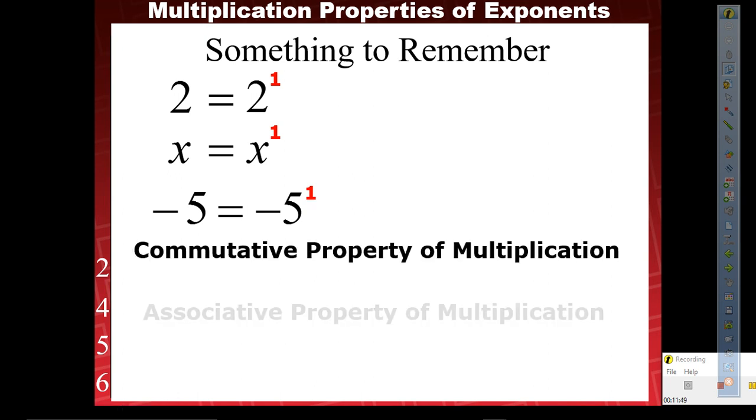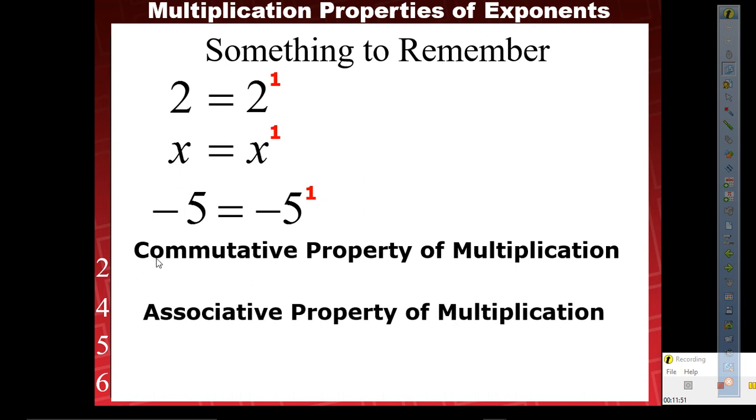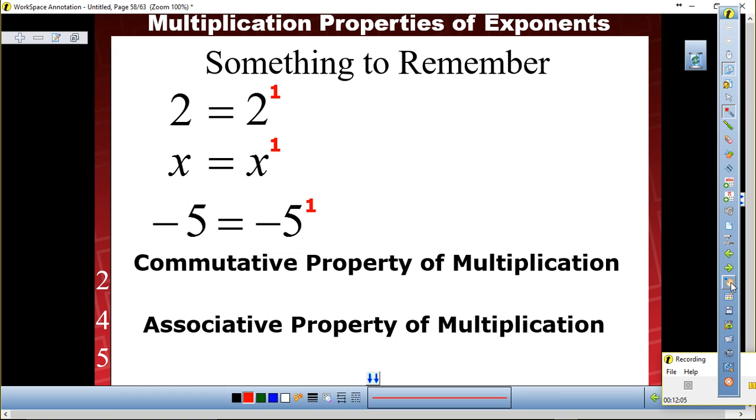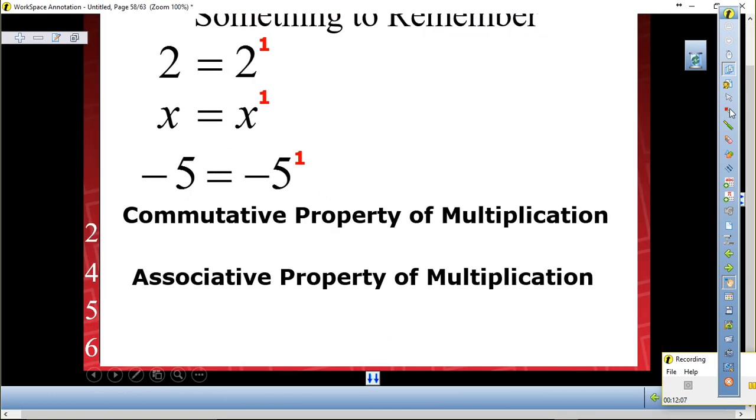Also, I'm going to revisit these two properties that you were introduced to since elementary. I'm assuming 3rd grade, some of you 4th grade. Commutative property of multiplication, associative property of multiplication. Now, once again, the property itself should tell you what to do. You just need to understand the words. Let me read the first one. Commutative property of multiplication. So it involves multiplication. That's an obvious thing.